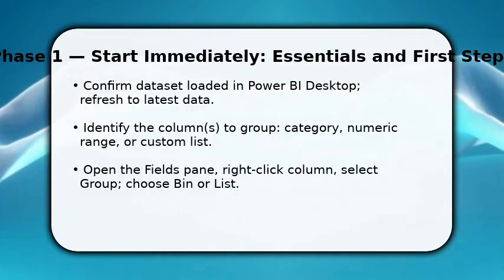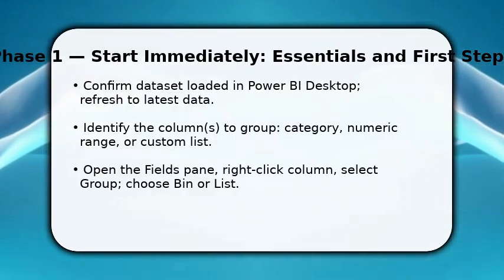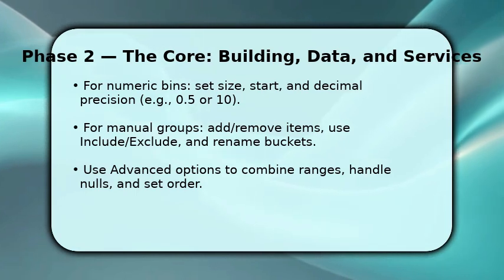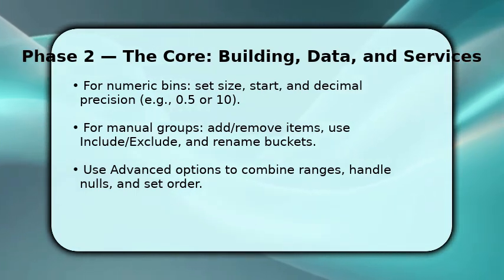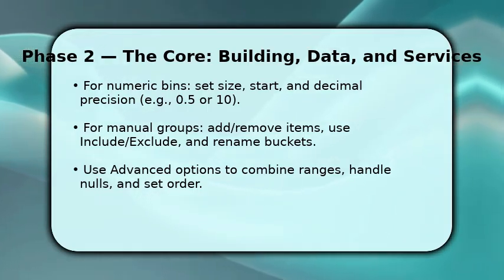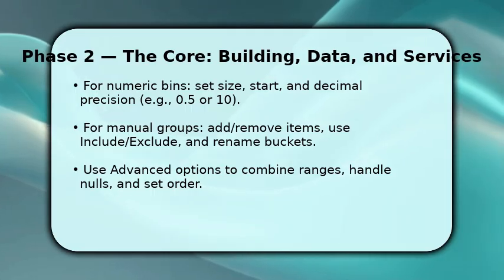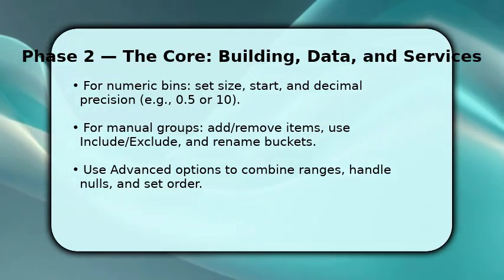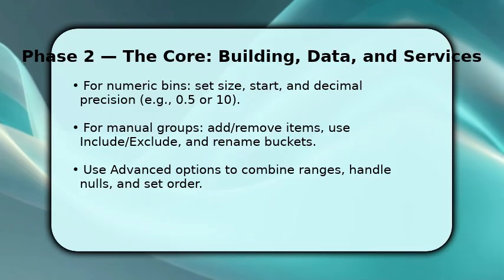Now refine the grouping choices so the output matches your analysis goals. For numeric bins, set the bin size, start value, and precision, make sure 0.5 or 10 fits the data spread. For manual groups, drag items into buckets, use include or exclude, and rename each bucket for clarity.